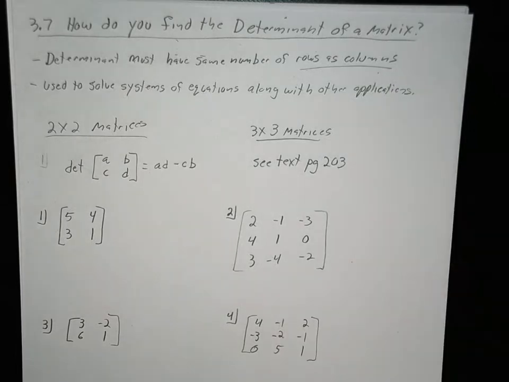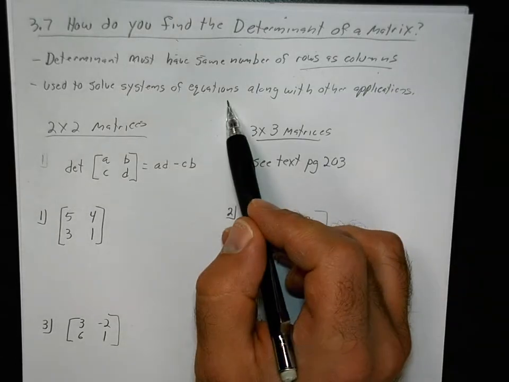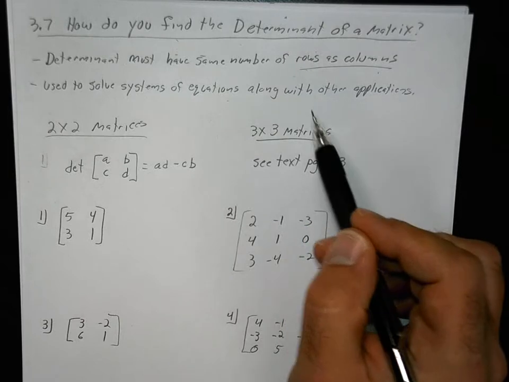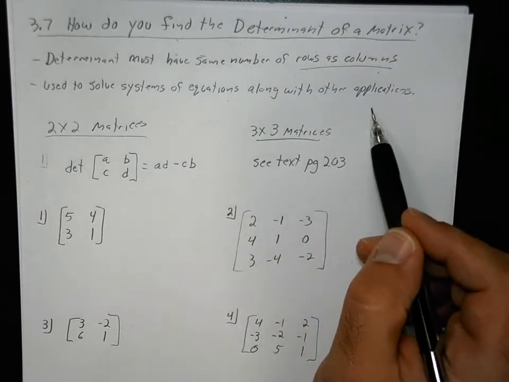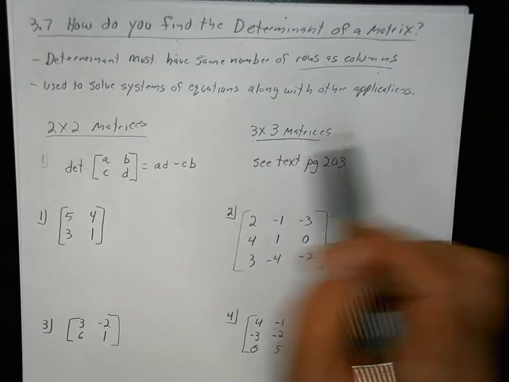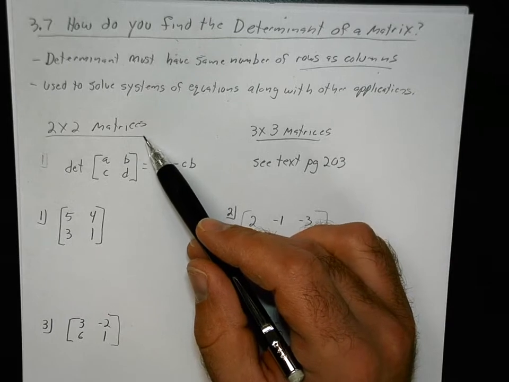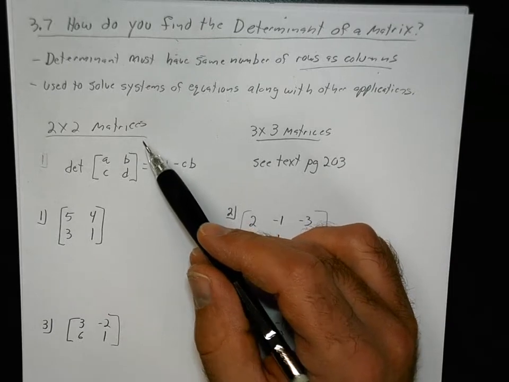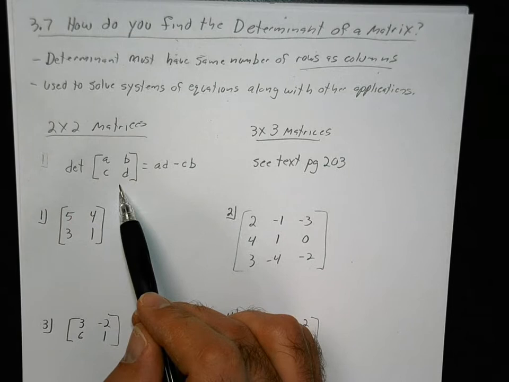And a determinant is used to solve systems of equations. It also has some other applications, one we will see later in this section. So let's start with a 2 by 2 matrix. Those are real easy to find the determinant. In general, it looks like this.